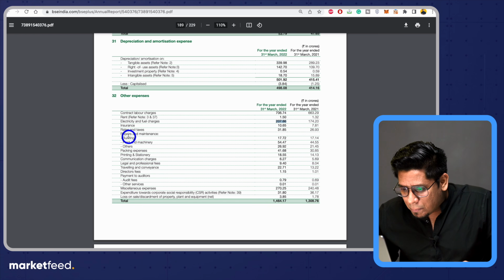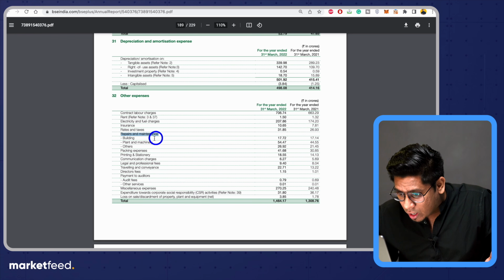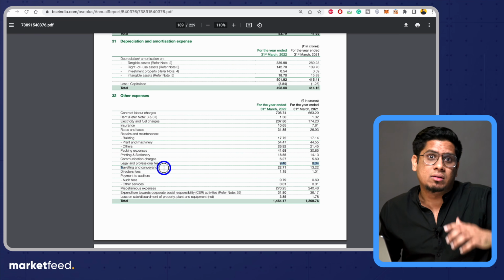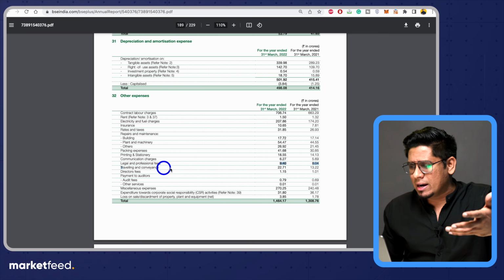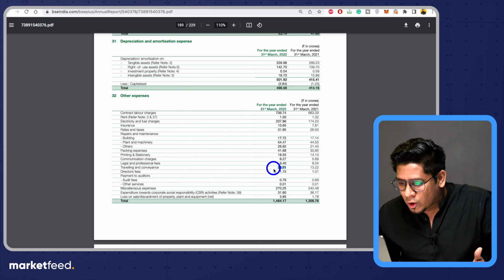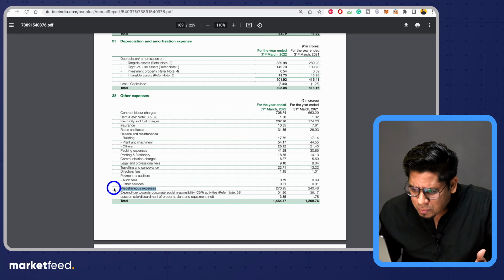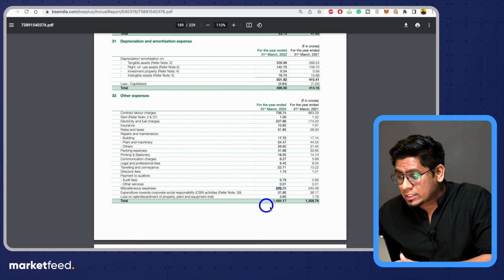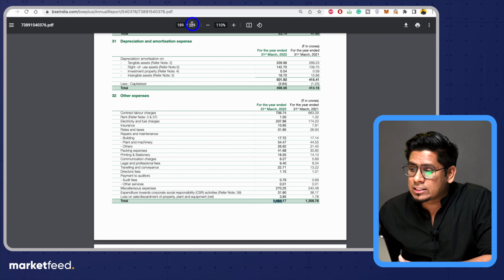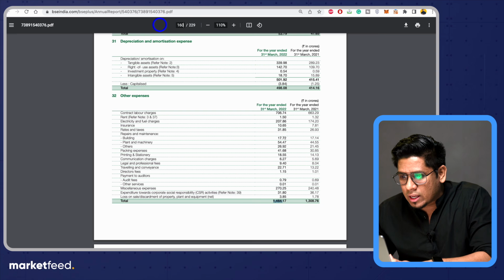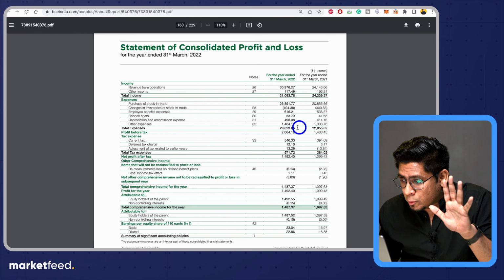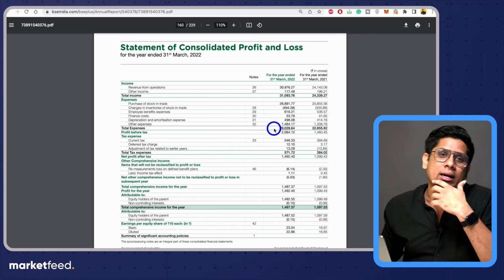Coming down below, repair and maintenance. Look, it's coming down. Building repair is 17 crores. Plant and machinery is 54 crores. Traveling and conveyance, probably by their leadership team or the team entirely, is another 22 crores. And miscellaneous expenses is 270 crores. Anyways, all the other expenses is 1,464 crores. And coming back into the profit and loss statement, the overall expenses, if you put together, is 29,029 crores.